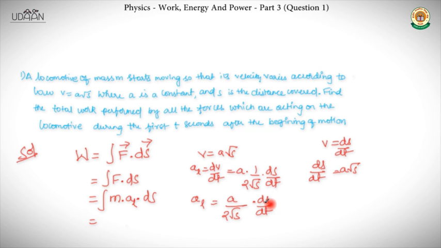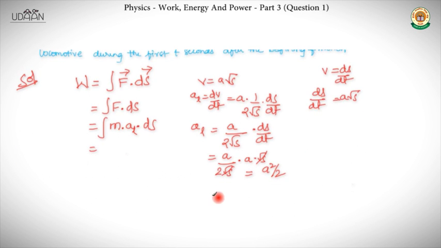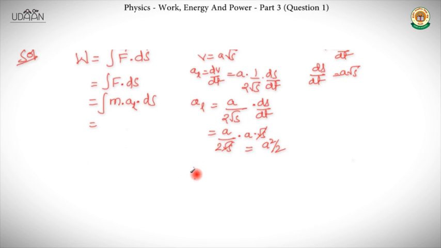In this equation you want to substitute v is equal to a root s in place of ds by dt. Actually, we can do that. So a by 2 under root s into ds by dt is actually v, that is a into under root s. The s gets cancelled, and this will be equal to a square by 2. So now the acceleration of the locomotive is a square by 2.